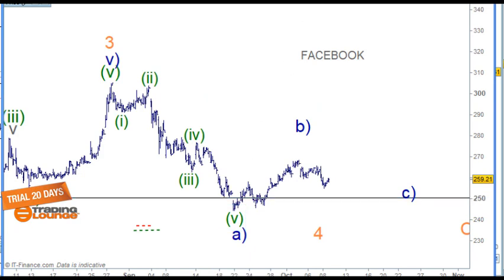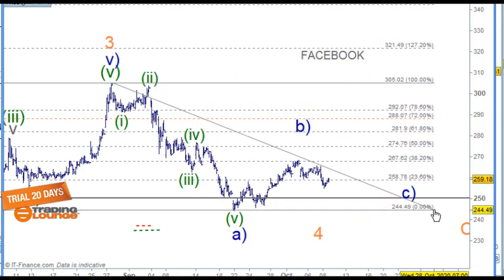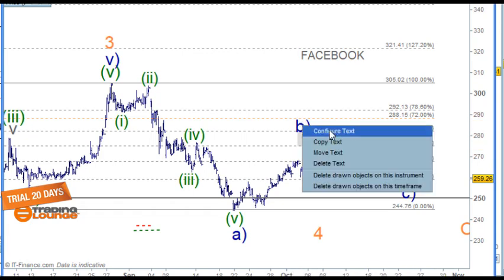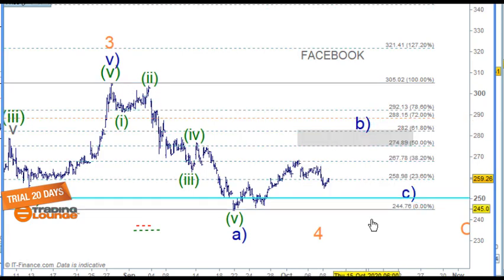So in this instance, we should really have an ABC correction. From this high here to this low here, we should pull back up into this space. I could move that across. Oh, well, it's okay there. So we should pull to here and then drop down again from that point.